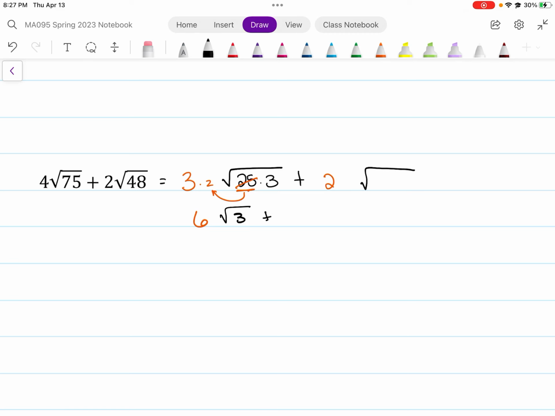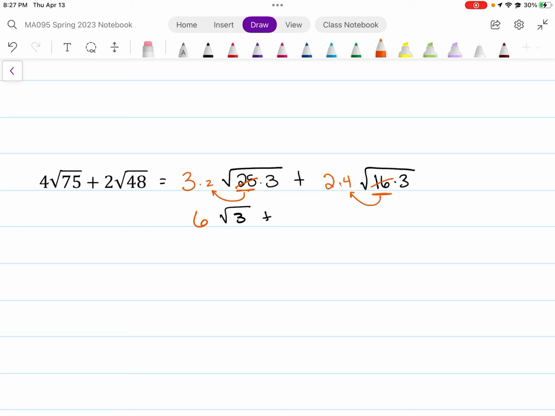And I'm going to leave a little space so I can bring stuff out. 48 is, let's see, what is 48? It is 16 times 3, and the 16 is going to come out. Double checking because I'm doing this as I go. 16 is going to come out, and I get times 4.